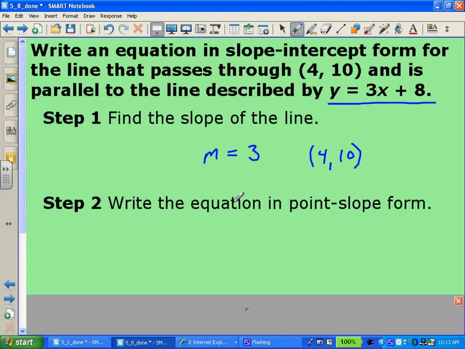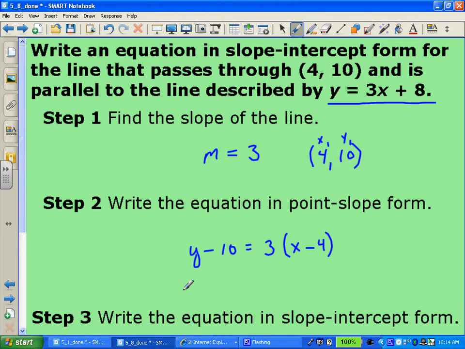Since I have a point and a slope, automatically I'm thinking point-slope form. So let's write the equation in point-slope form. y minus y1, so y1 would be 10 in this case, equals the slope m times x minus x1. So there's my equation in point-slope form.